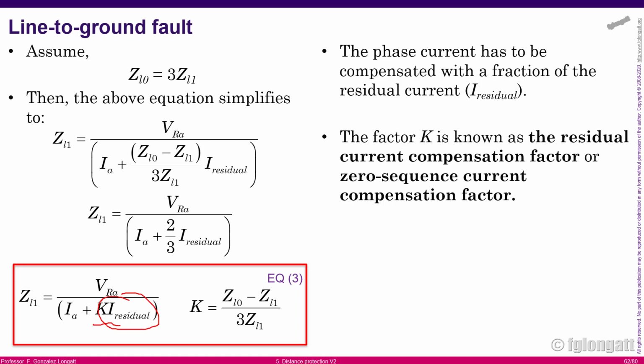Let me clean a bit the whiteboard. This term over here is the most important term, because this term is compensating the fact that we are having a single line to ground fault in a three-phase transmission system. Okay, what you need to understand is that term, that is the residual current compensation factor. The residual current compensation factor depends on the zero sequence and positive sequence impedance of the transmission line, okay?